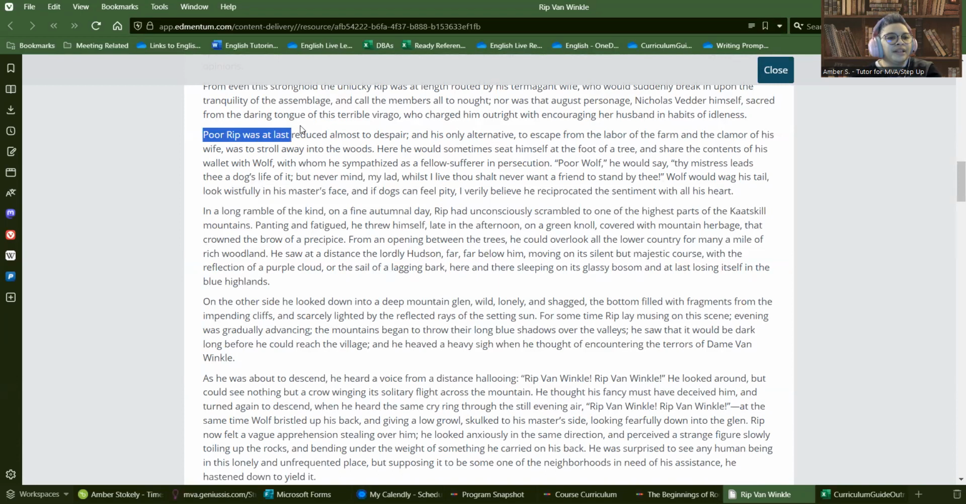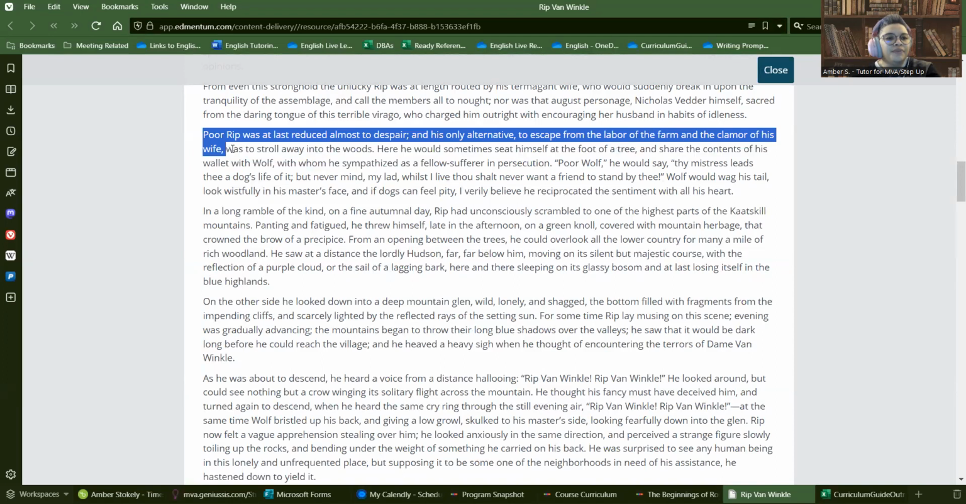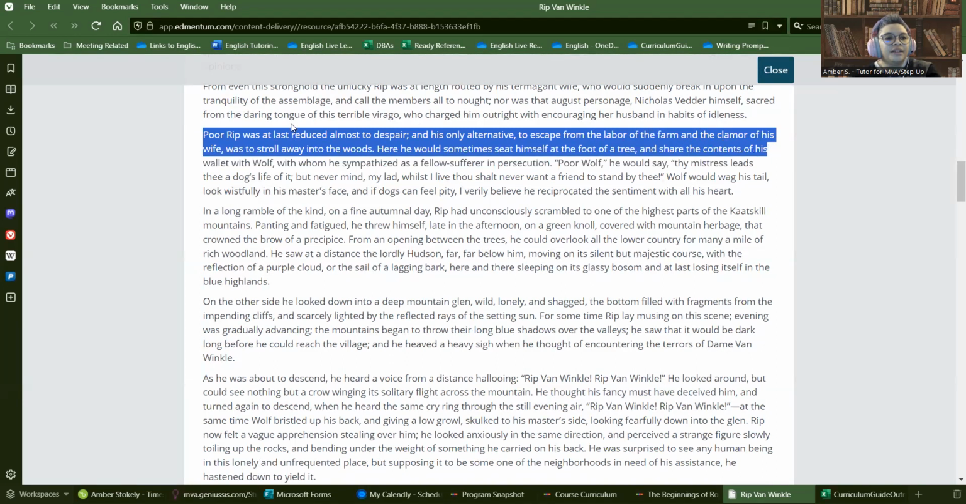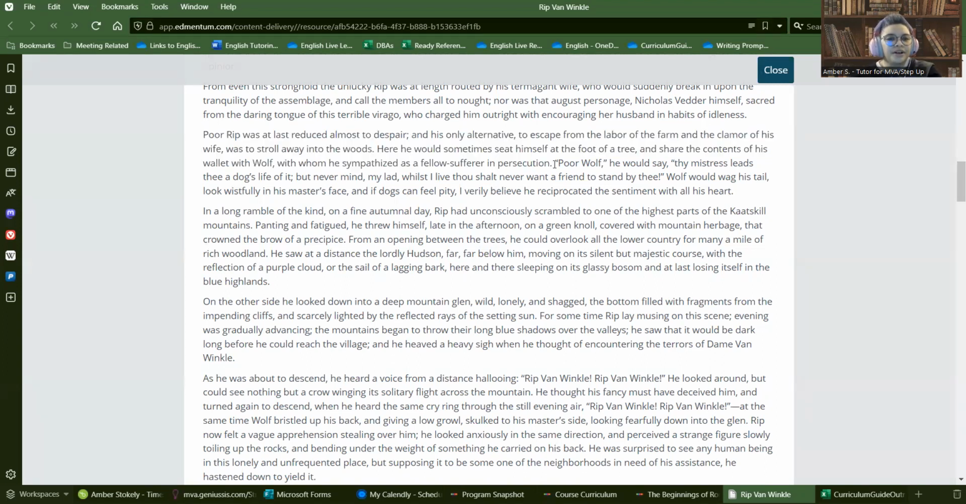Poor Rip was at last reduced almost to despair. So he can't even be safe at the inn with all his friends. And his only alternative to escape from the labor of the farm and the clamor of his wife was to stroll away into the woods. Here he would sometimes seat himself at the foot of a tree and share the contents of his wallet with Wolf, that's his dog, with whom he sympathized as a fellow sufferer in persecution. So fellow sufferer, basically his dog suffers with him because his wife also blames the dog.